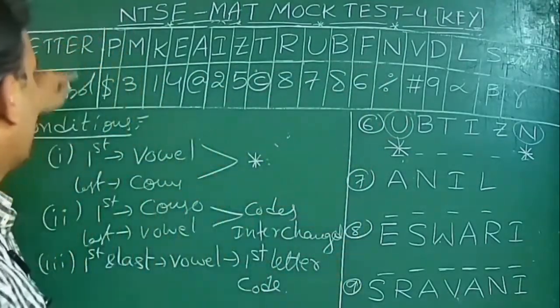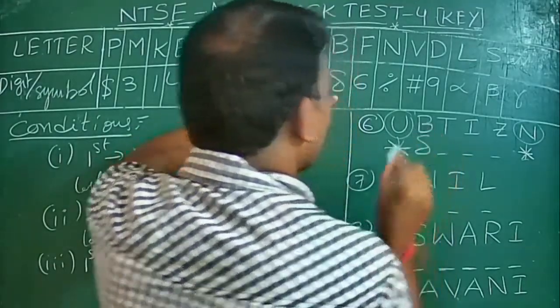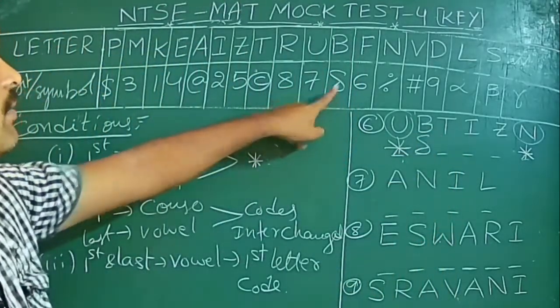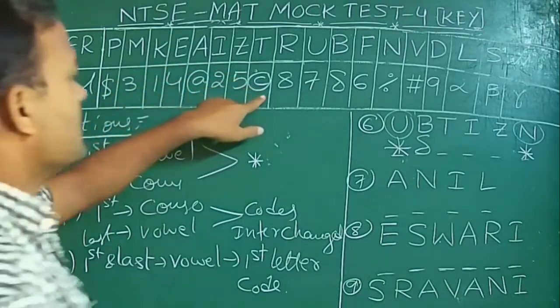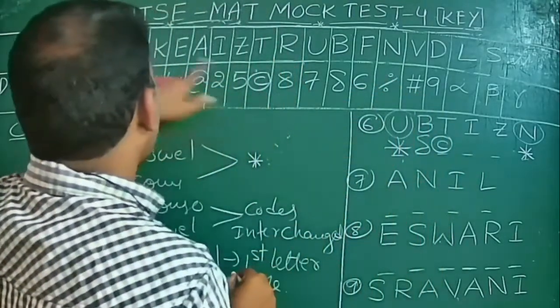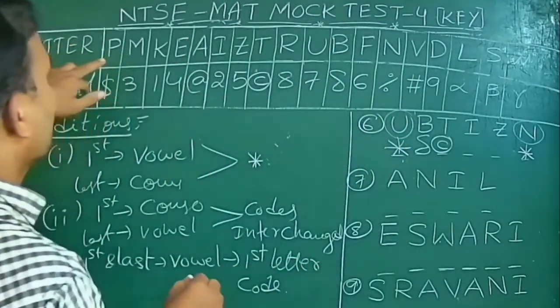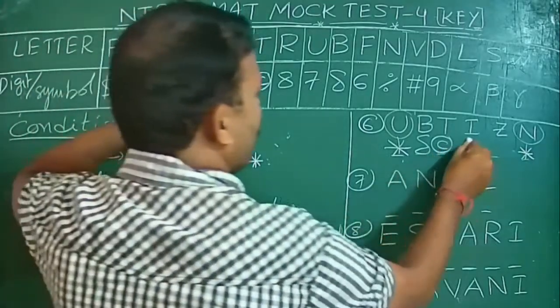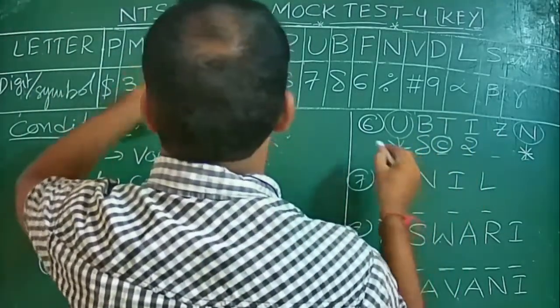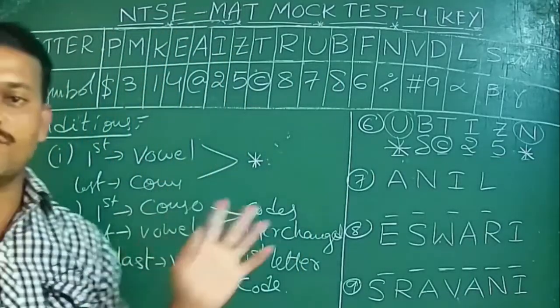What is the B code? Where is B? B code is what? It is delta. So the next T. What is T code? T code is C circle. Next, what is I code? I. Where is I? I is 2. Then Z. Where is Z? Z is 5. So that is the sixth one's answer, you need to check.